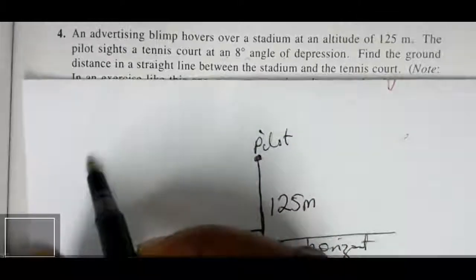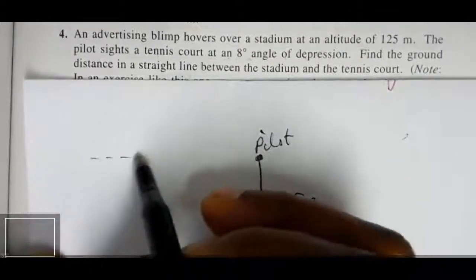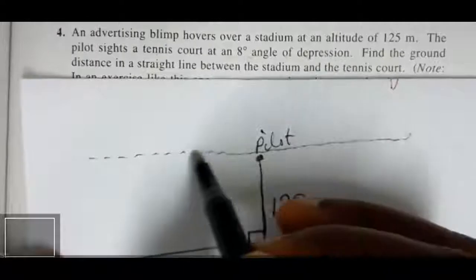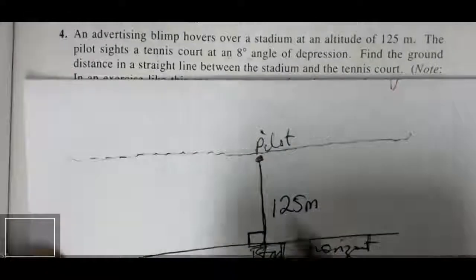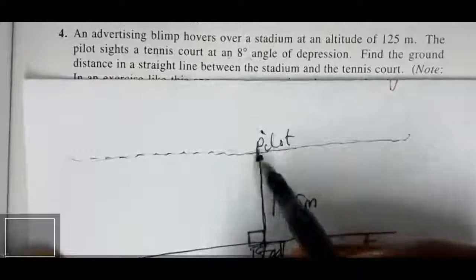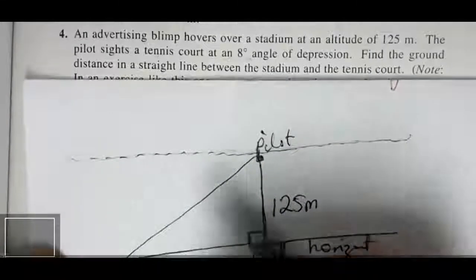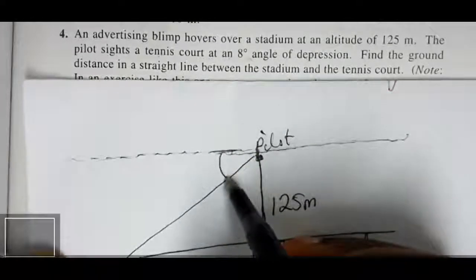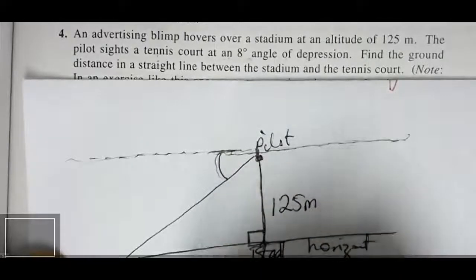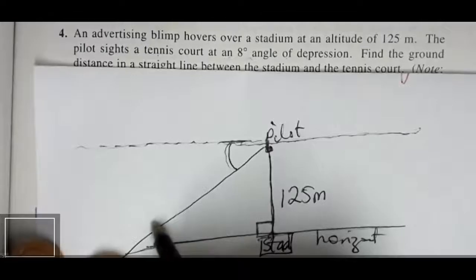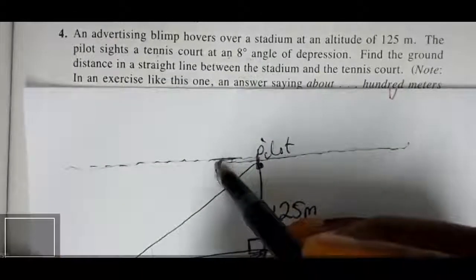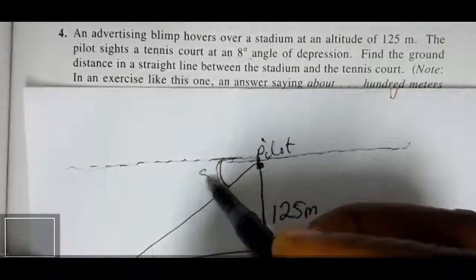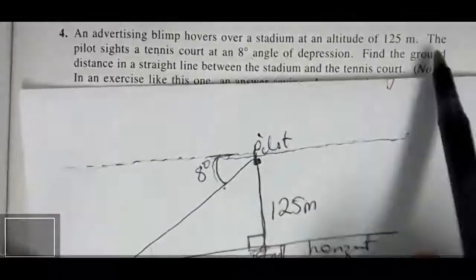So we're going to make another horizontal line there, to be able to connect to the line of sight. For the angle of depression, it goes from the horizontal down. Drawing from the ground up would be the angle of elevation. So it goes from up down. The pilot is here looking down. Make this angle 8 degrees.